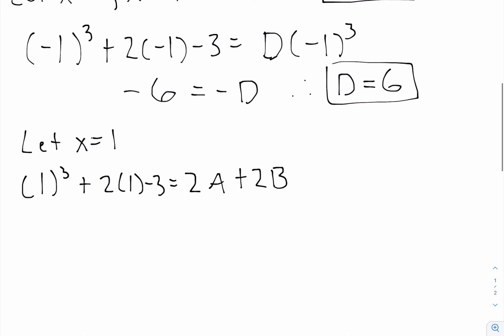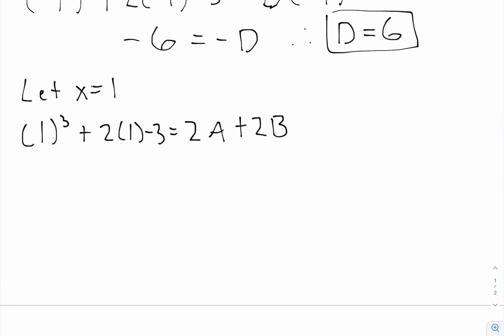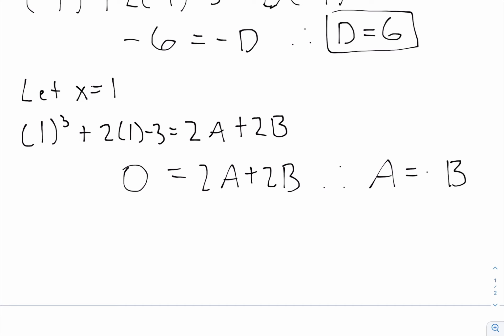So if this equals 2a plus 2b, well, 1 cubed is 1, plus 2 times 1 is 2, minus 3 is 3 minus 3, which is 0. So 0 equals 2a plus 2b. If we divide both sides by 2 and move one of the a or b's over, we can just get a is therefore equal to negative b. So it's going to be nice because whenever we find a, we can just take the negative of that and we're going to get b. Or vice versa, if we find b, we'll just take the negative of that and get a.